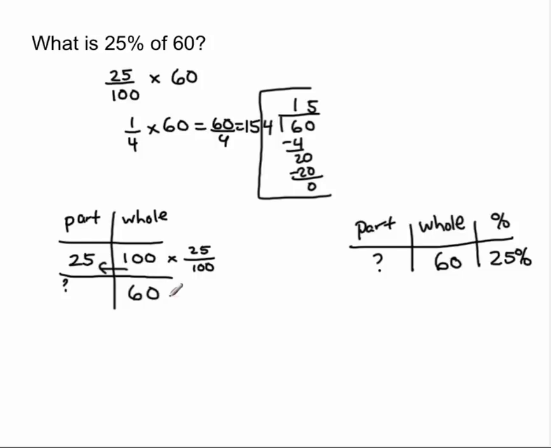So I'm going to multiply the same 60 by the same constant factor. And we know that 25 hundredths is also 1/4. And we already found what 1/4 times 60 was. 1/4 times 60, we said, was 15. So we know that the part is 15. So 25% of 60 is 15. So we're going to use a ratio table to solve these.